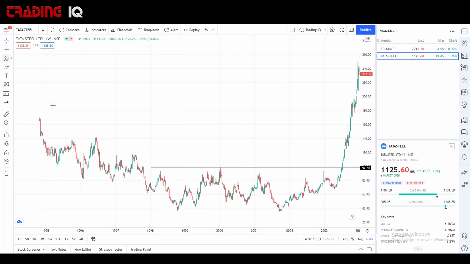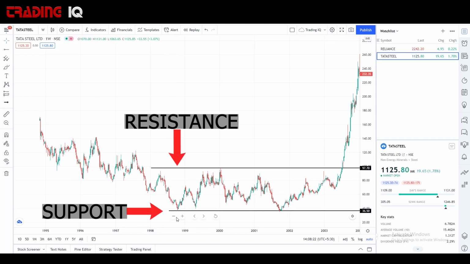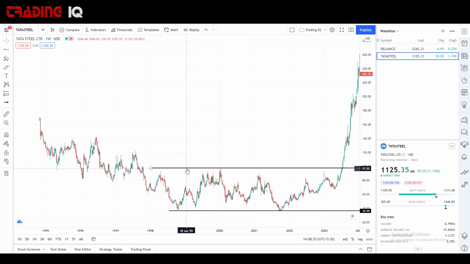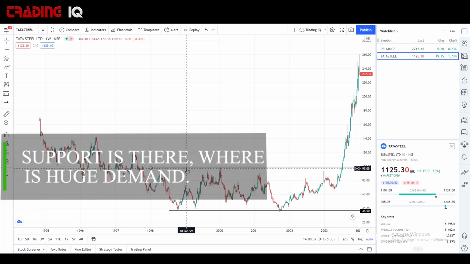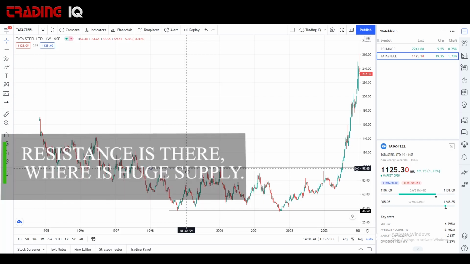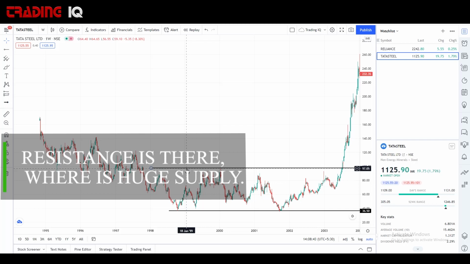Similarly, let's draw the support level simultaneously. So this is support and this is resistance. Simple, because prices are not going below that level, or the prices are not going above that level. So this is called resistance and this is called support. Right? Similar concept. Support is where there is huge demand, and resistance is where there is huge supply.